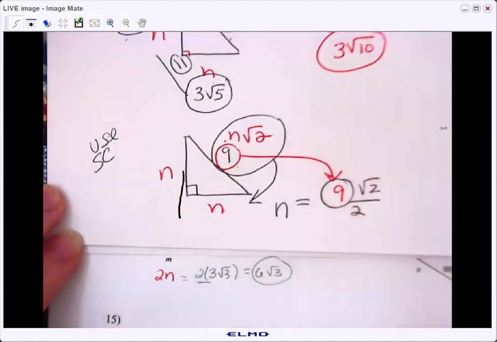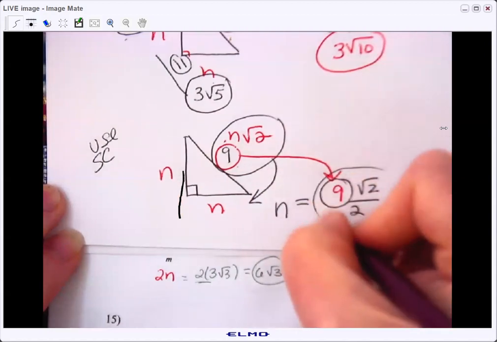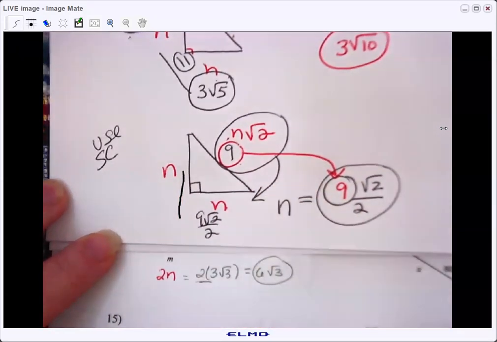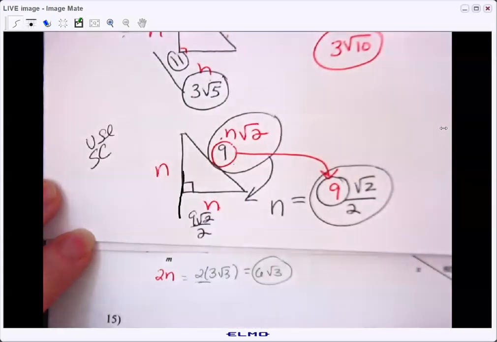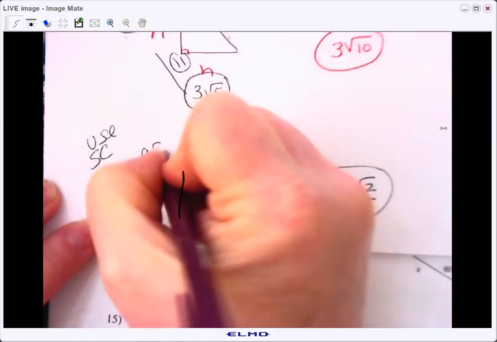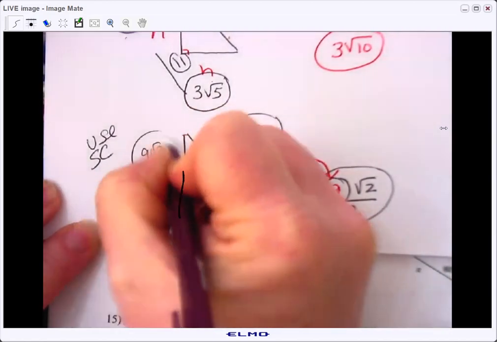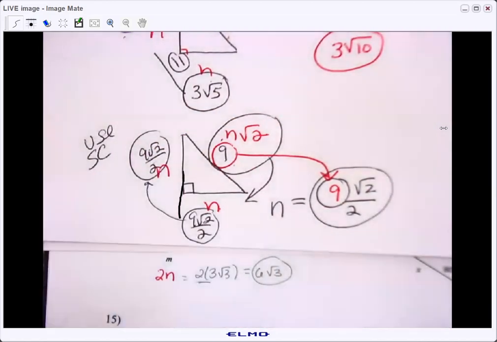Does 2 go into 9 evenly? No, so it's just 9 root 2 over 2. So this becomes my whole n. So this is 9 root 2 over 2. What does that make the other side? 9 root 2 over 2. Yep. 9 root 2 over 2, because these are equal. Okay. All right. So that's as complicated as they get.